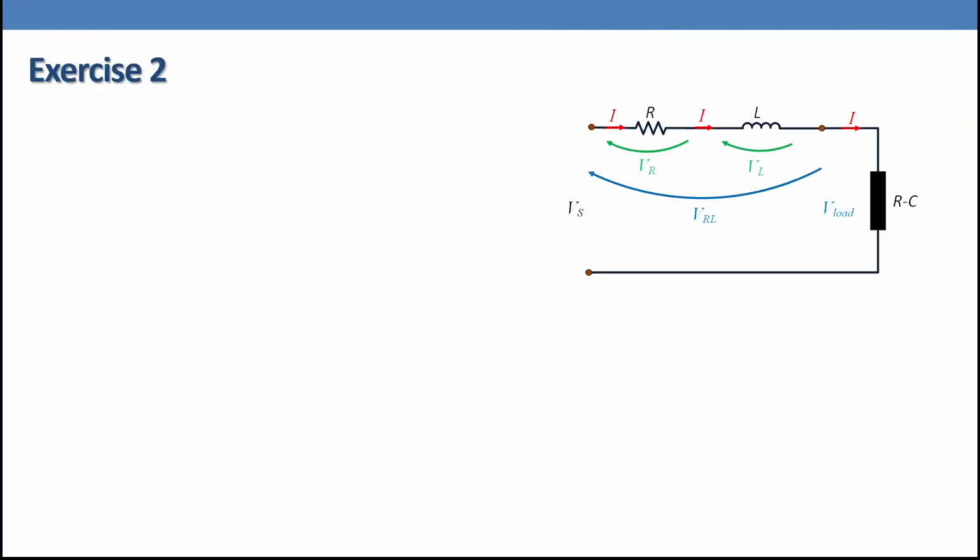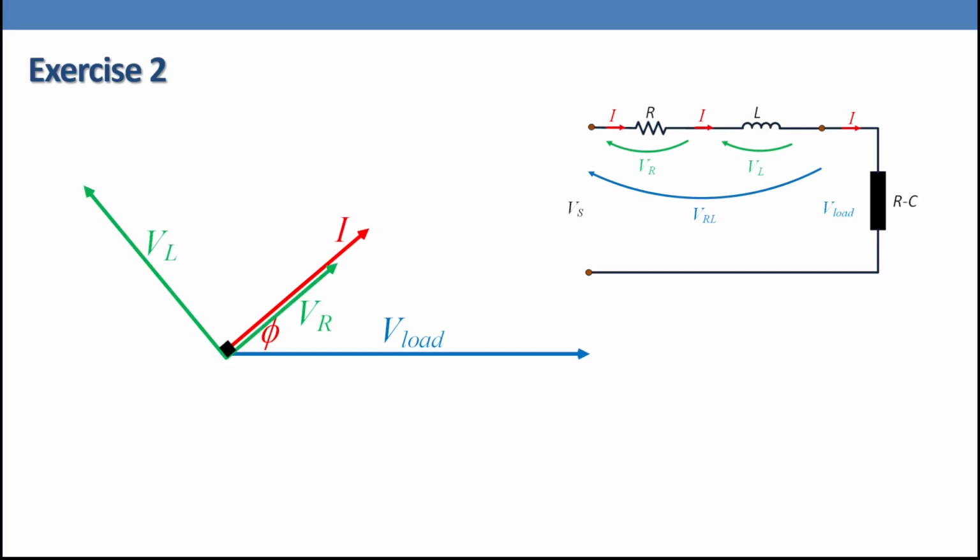Let us repeat the exercise, but in this case we have an RC load. This means the current I leads the voltage V by angle phi. We are going to add the voltage V load plus VR plus VL to have V supply. We know that one is an RC load and that one is RL. In this case, we are going to follow the same concept. The current going through the resistance gives a voltage VR that will be in phase, and the current going through the inductance gives a voltage where the current lags this voltage by 90 degrees. So look here, we have VR and VL.